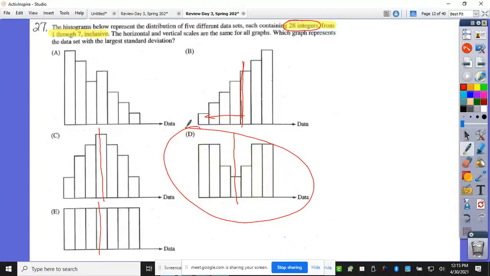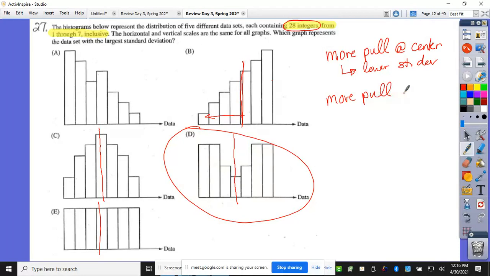So being able to look at it really quick, for some people, this is a 10-second answer. To me, I have to think through this one a little bit more. Some people would have to go back and do it the way I explained it the first time, which is the way I used to always think about it too. What's the right way to think about this? More pull at the center, lower standard deviation. More pull far from center, higher standard deviation.